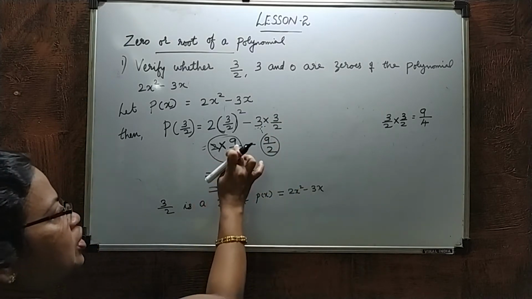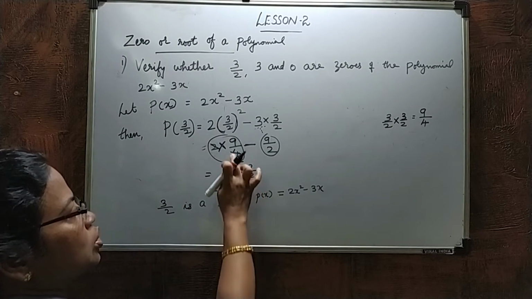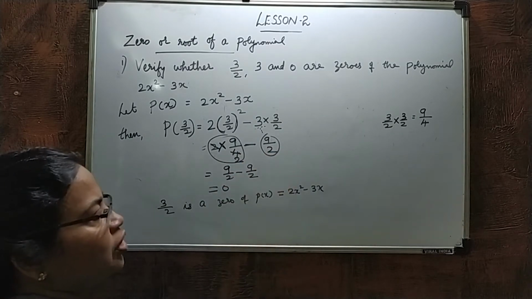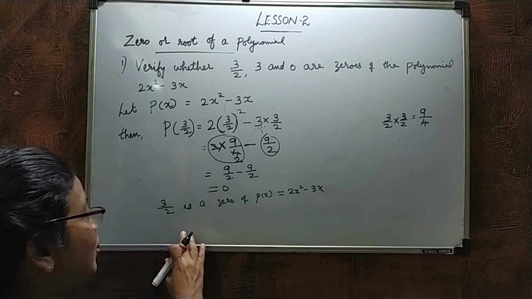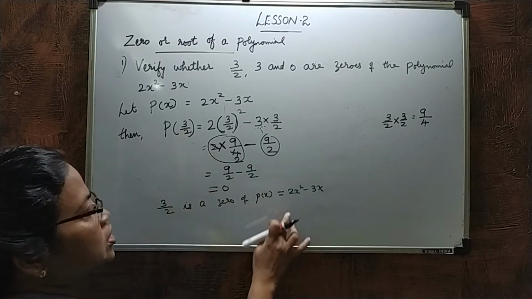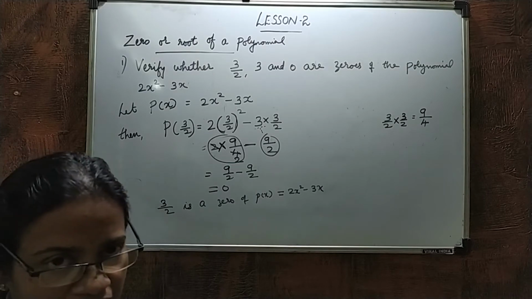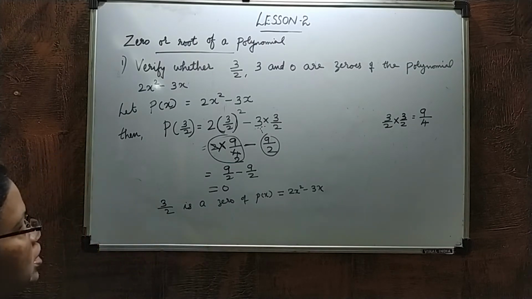Here when you cancel you will get the answer 9 by 2. So 9 by 2 minus 9 by 2. What is 9 by 2 minus 9 by 2? You will get the answer 0. That is why 3 by 2 is a 0 of the polynomial. Clear? Okay then. So we will do the next one then.